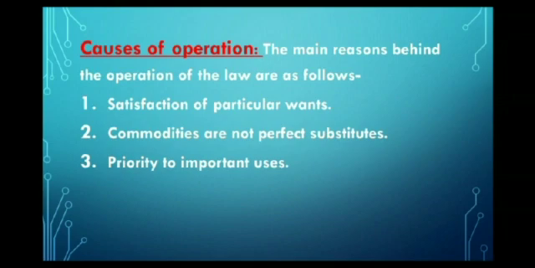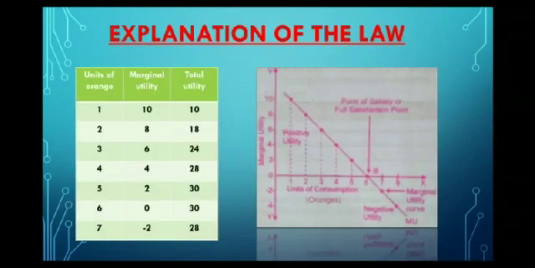Next, explanation of the law. Satisfaction of human wants follows some very important laws, and one of the laws is the law of diminishing marginal utility. The law refers to the common experience of every consumer. According to this law, as more and more units of a commodity are consumed, the extra utility that we derive from it goes on declining. The basic idea of the law will be clear from the following hypothetical example.